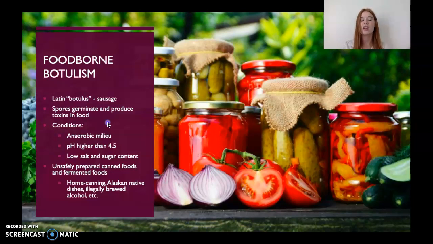The spores only germinate in the food under very specific conditions, however, so that's a completely anaerobic environment, a non-acidic pH, and a low salt and sugar content. And these conditions are usually achieved in unsafely prepared canned foods and fermented foods like home canning, Alaska Native dishes, and illegally brewed alcohol. It's very easily preventable just by following FDA guidelines for canning and preparing foods safely.